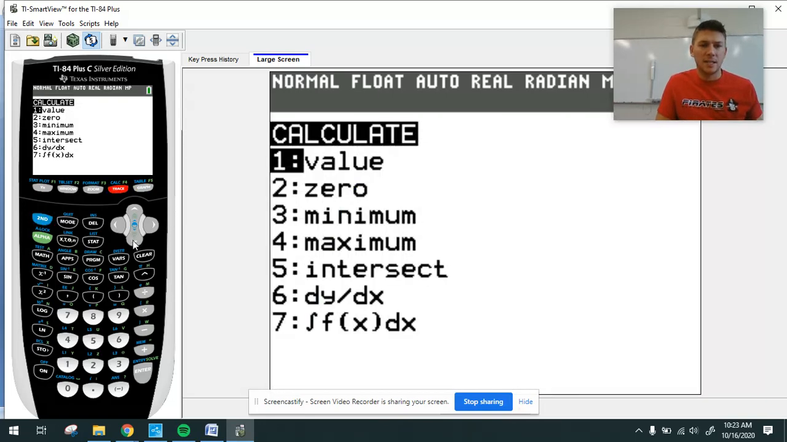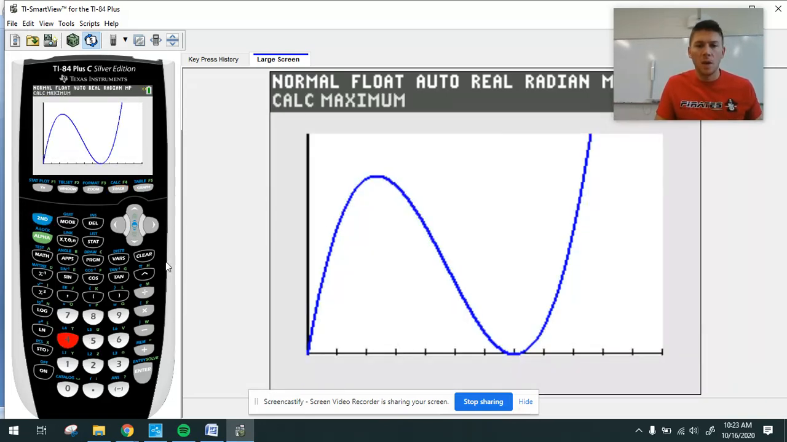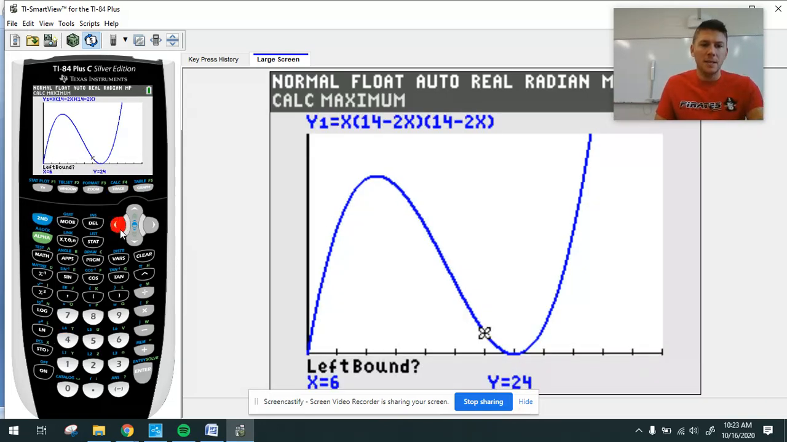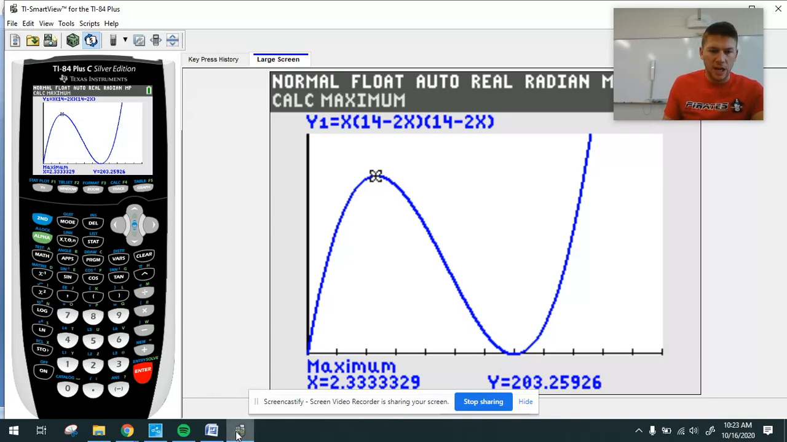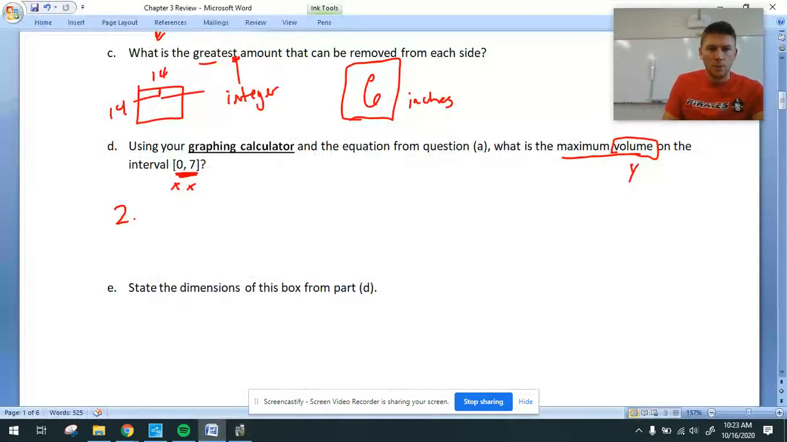So I'm looking for this right here. Second trace, max, number 4. And then I follow the commands. I go to the left of it, go to the right of it, never guess, just hit enter. So bear with me while I do that. Go to the right, up and over. Don't guess, just hit enter. And we get x equals 2.33, y equals 203.36. This was the x, this was the y.